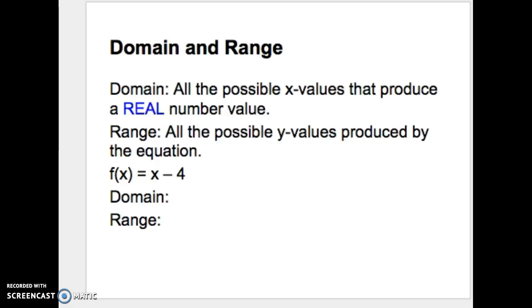So a nice way to think about this is, for domain, what x values can you plug into the equation? Well, the answer here is all real numbers. And this happens because you could plug in the number 500 and you're still going to get a real number. You could plug in a negative. You could plug in a radical. Doesn't matter. You're still going to be able to get a real number value.